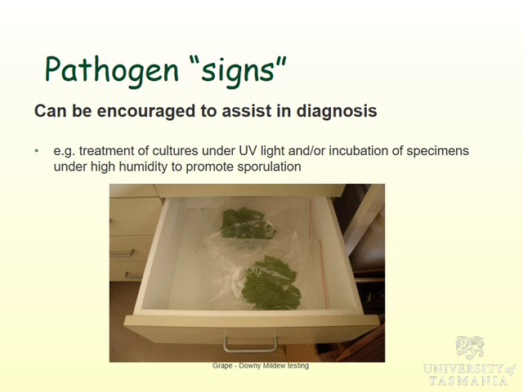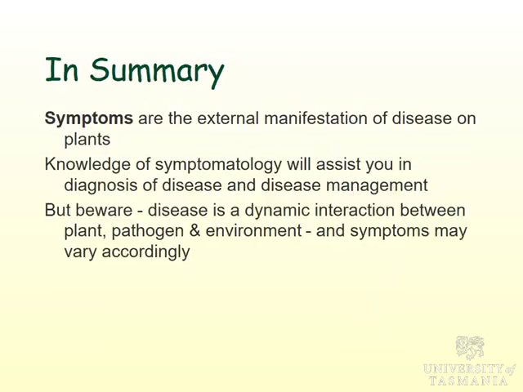For some other cultures, you might isolate something and you can't tell what it is. Treat it with ultraviolet light and all of a sudden it starts sporulating, so you can actually assist its development.